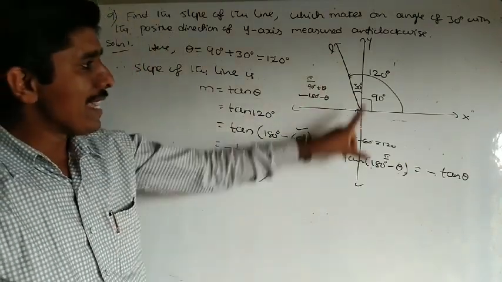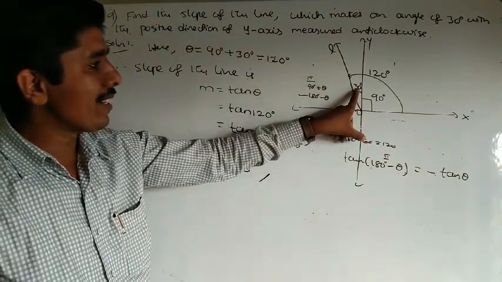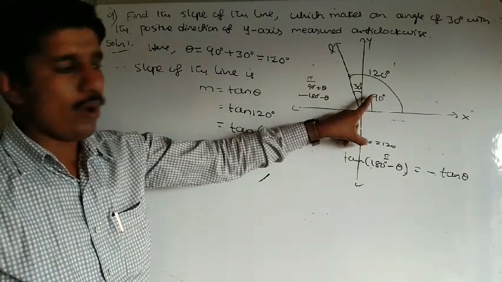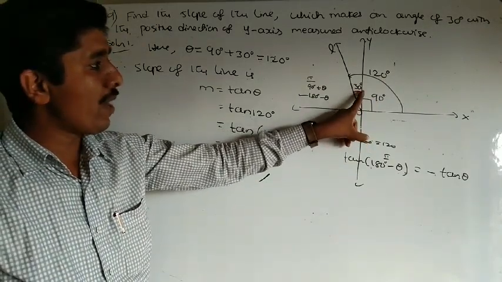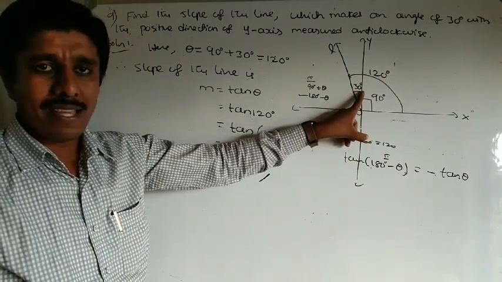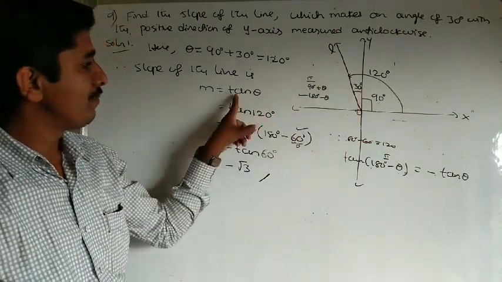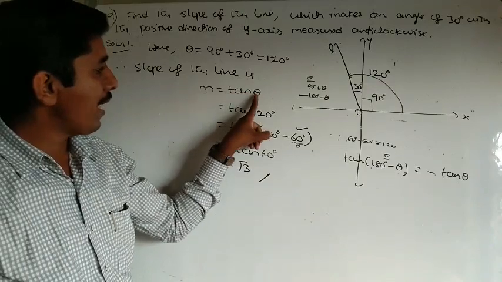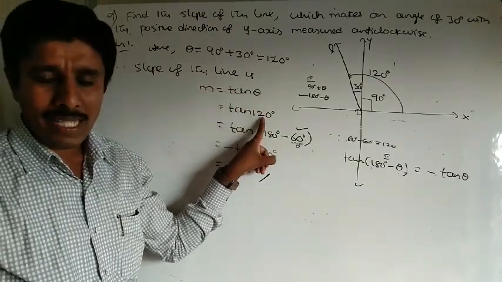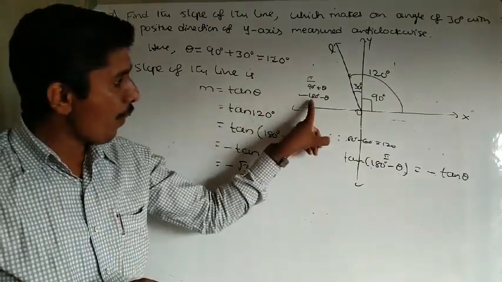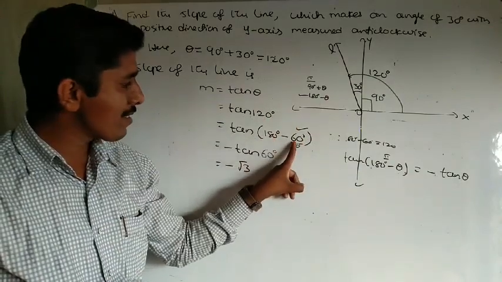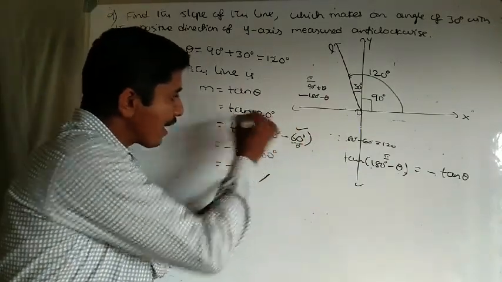Got it here. The inclination of the line is 30 degree plus 90 degree. 30 degree is made by the line with the positive direction of the y-axis. Your inclination means with the positive direction of the x-axis, which means 90 plus 30. Slope of the line m equal to tan theta, theta equal to 120 degree. In terms of allied angle, 180 minus theta, 180 minus 60 degree equal to 120 degree.